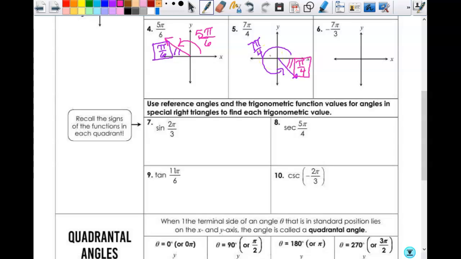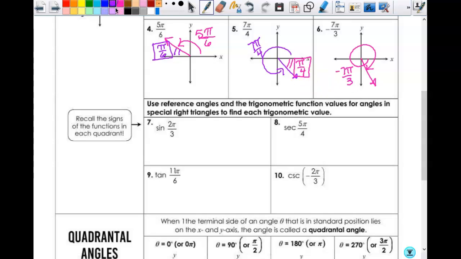All right. Negative 7 pi thirds. What quadrant are we in? Fourth. So we start here. This is negative 3 pi thirds, then negative 6 pi thirds, then I got to go one more. So I start here and go all the way around like this. That's negative 7 pi thirds.